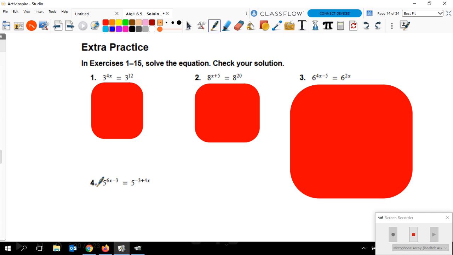So for number 4, since they both have a base of 5, and there's an expression for the exponent, we can cancel those bases of 5 out, and now the exponents are going to be equal to each other. So this exponent is now going to equal the other exponent, and now we can just solve for x just like we've done before. We could maybe get the x's all on one side. So I could subtract 4x from both sides.